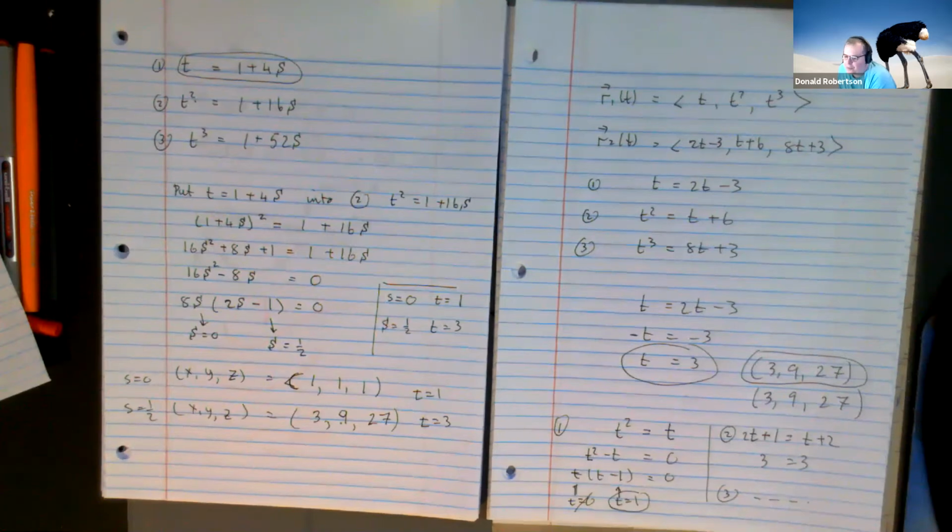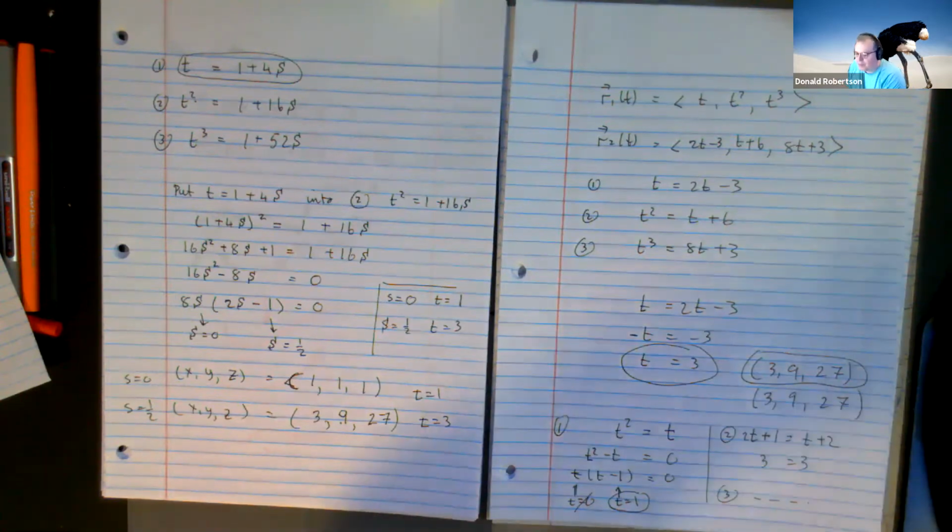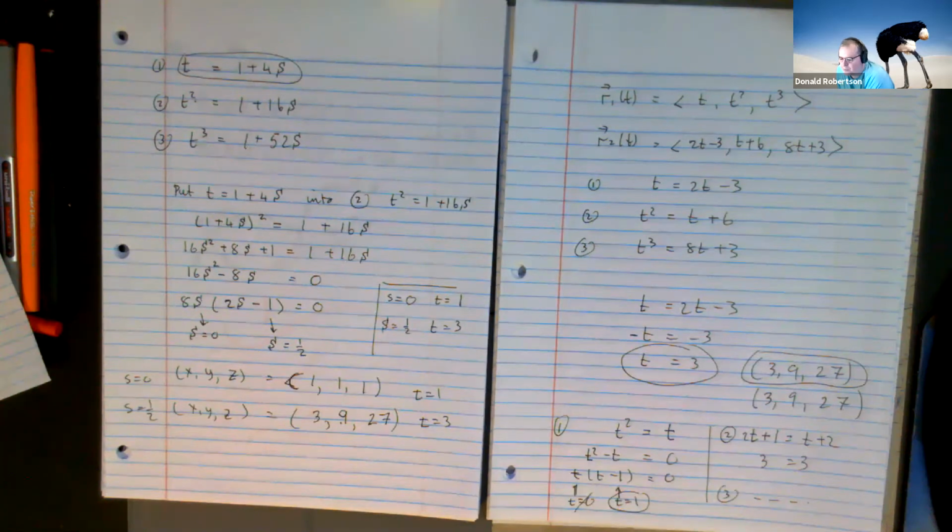Now, suppose I checked the third one and it didn't match, then wouldn't your answer be that these two space curves never crash into each other? They may intersect, right? They may overlap, but not at the same time. And that would be your answer.